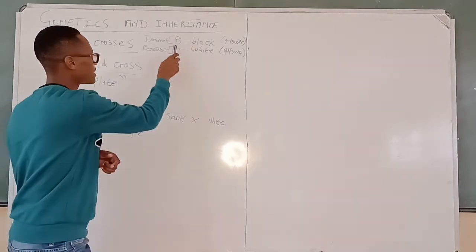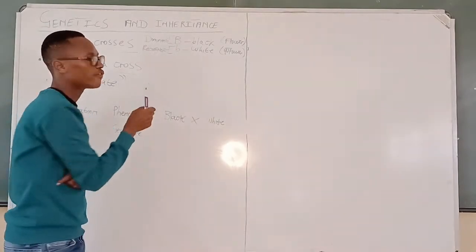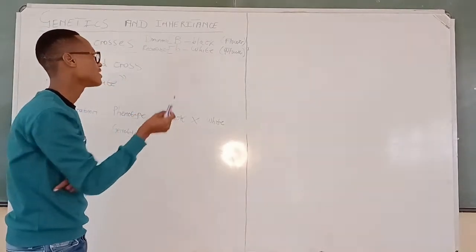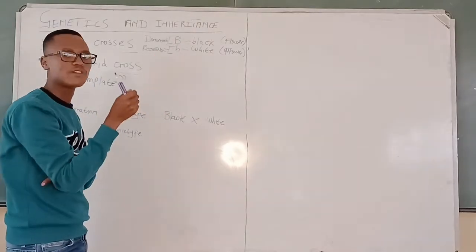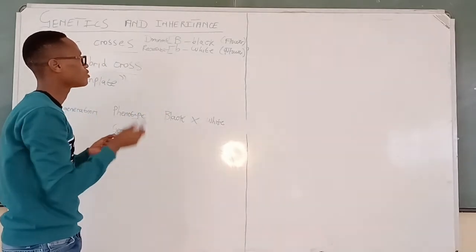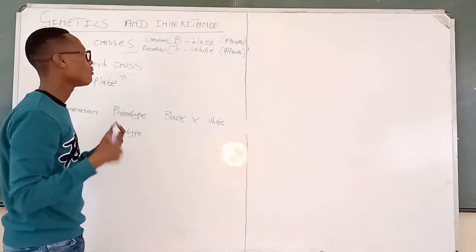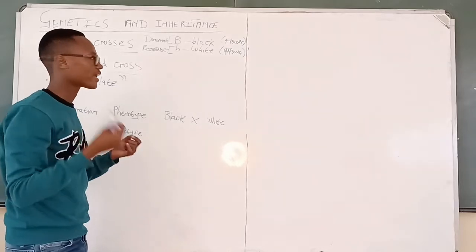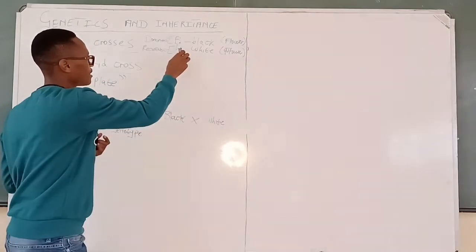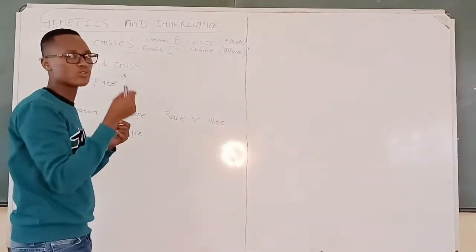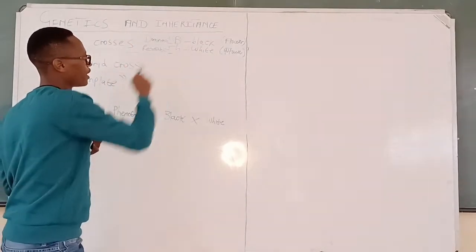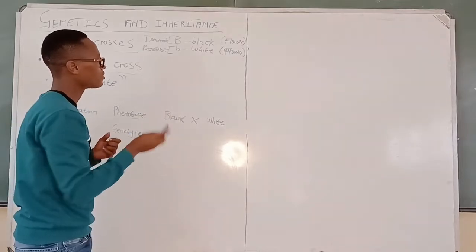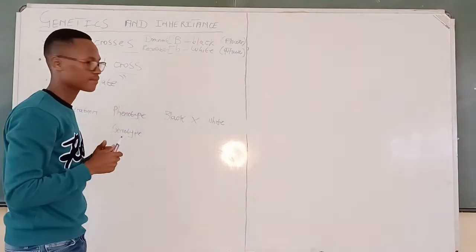Because these are the same alleles. They code for the same characteristic, which is color. So we have to use the same letter. But to differentiate them, to show that one is dominant and the other is recessive, we use different cases. We use capital letter B for dominant, to show that it is above white. That's why we represent white using the small letter b.